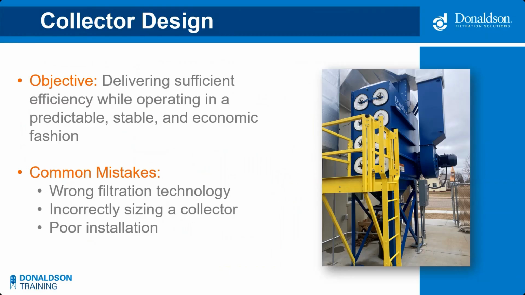Hey, that was wonderful. The main objective of a dust collector is to deliver sufficient efficiency while operating in a predictable, stable, and economic fashion. The most common mistakes we see when it comes to dust collector designs are wrong filtration technology, incorrectly sizing a collector, either too aggressive or too conservative. Aggressive means too small, conservative means oversized, or poor installation, where inlet orientation and outlet fan locations create airflow and dust distribution problems within the collector.